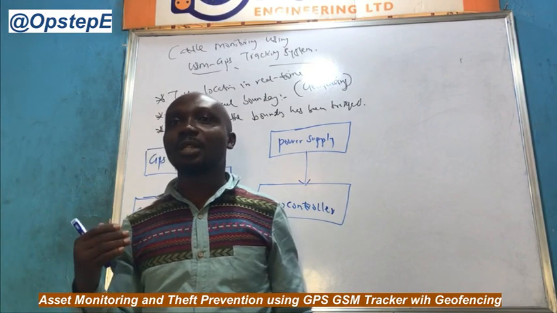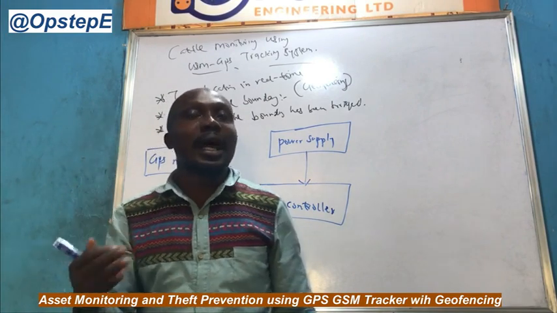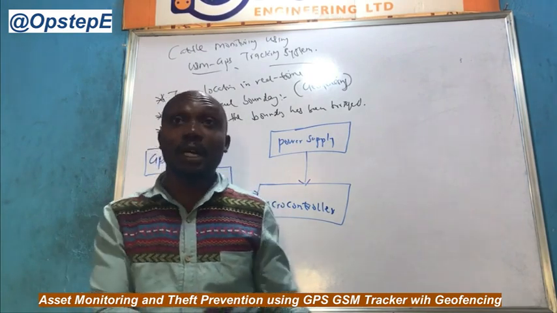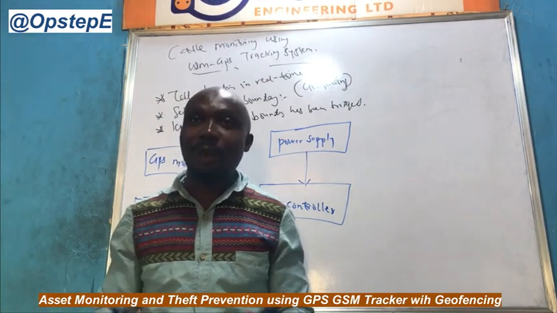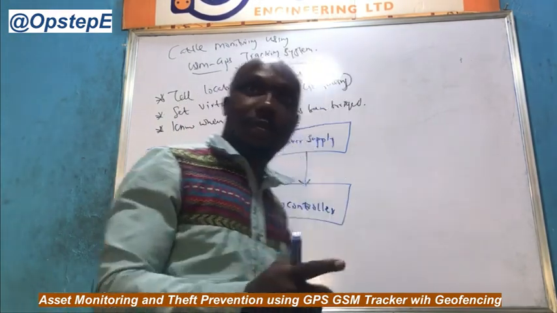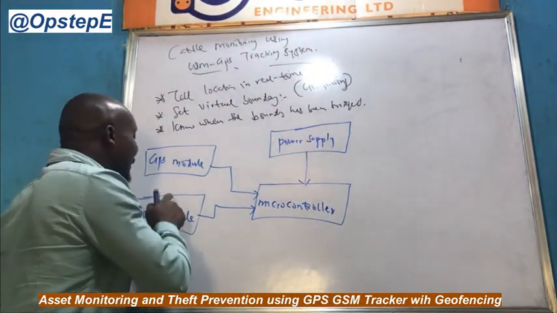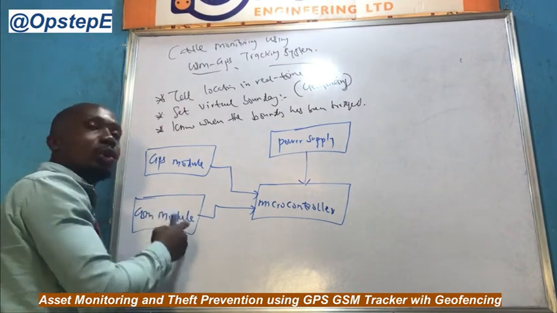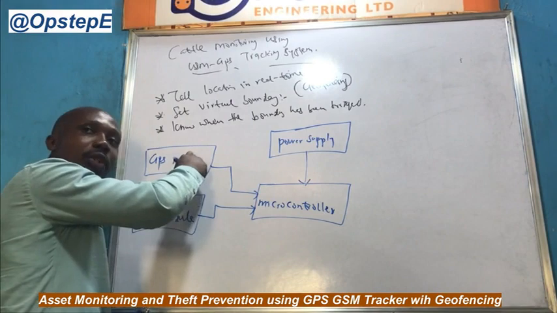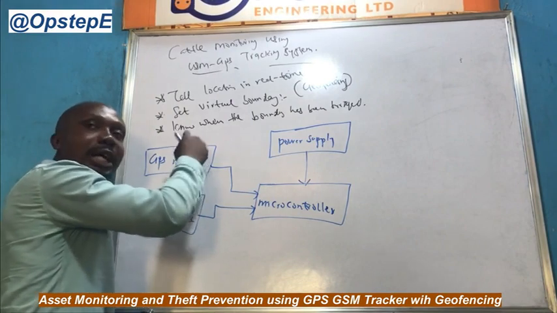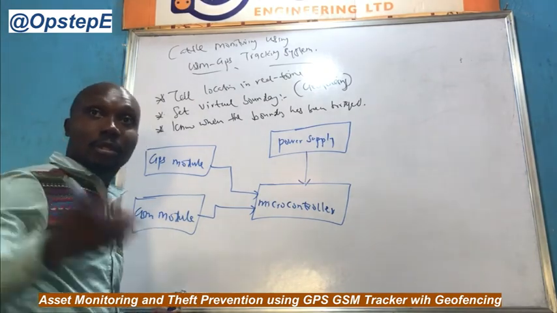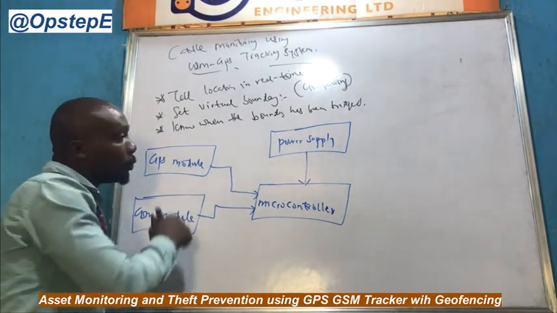It's like me asking where you are. I send you a text message, where are you, please? And then you say, oh, I'm at Bariga. I'm at OpstepE Engineering. You get it now? So the essence of the GSM module is that it is what we use to query the system to get coordinates, and when the coordinates are gotten, they are sent back to us and we receive them. Does it make sense? That's the essence of the GSM module.